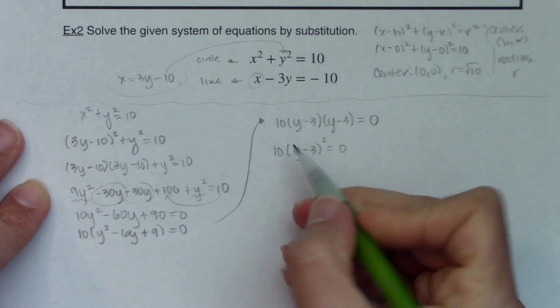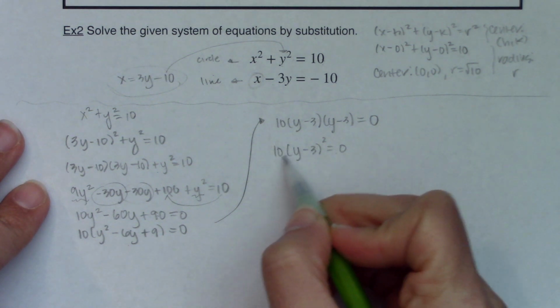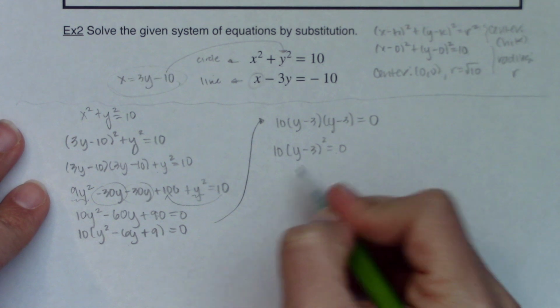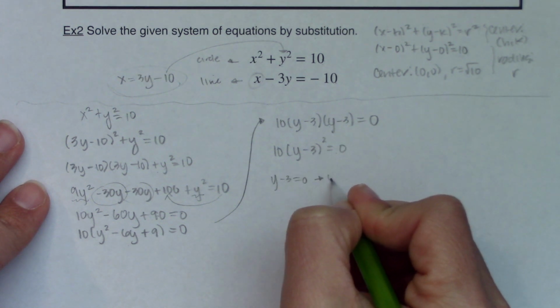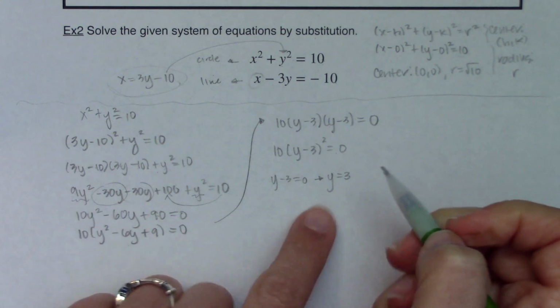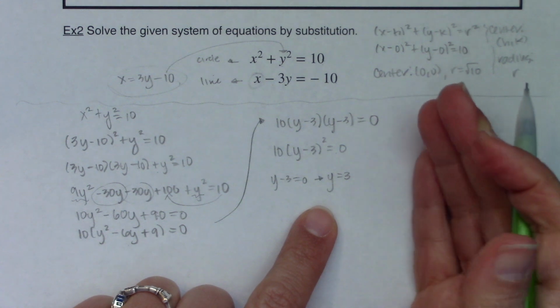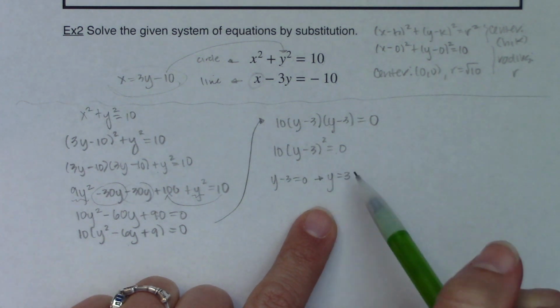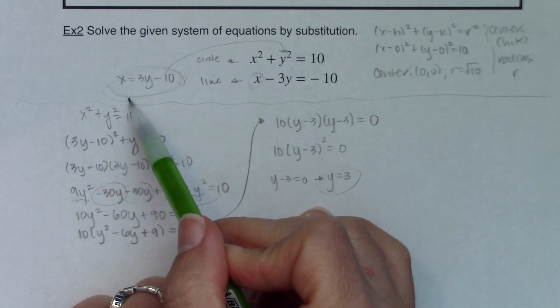And then I've got the zero product property, right? 2 terms multiplying to 0. One of them must have been 0. 10 is a constant. It's never 0. But y minus 3 is 0 when y equals 3. So I now at least have the y coordinate of my solution. But I do need an ordered pair, so let's plug y being 3 back into my x equals equation.